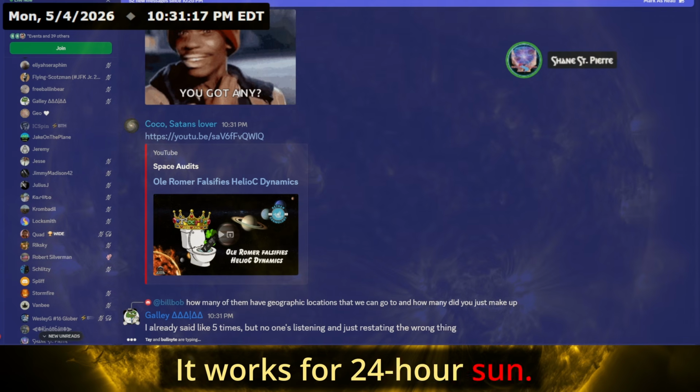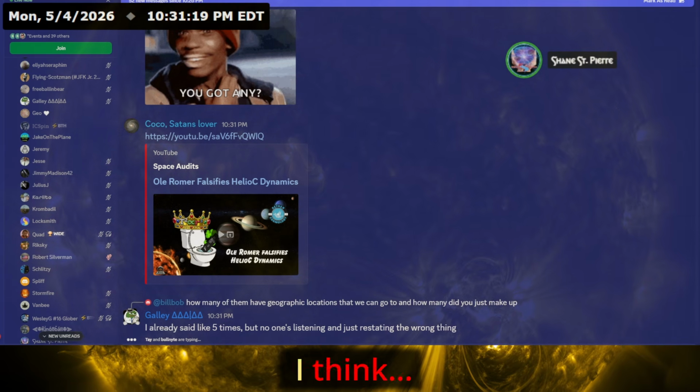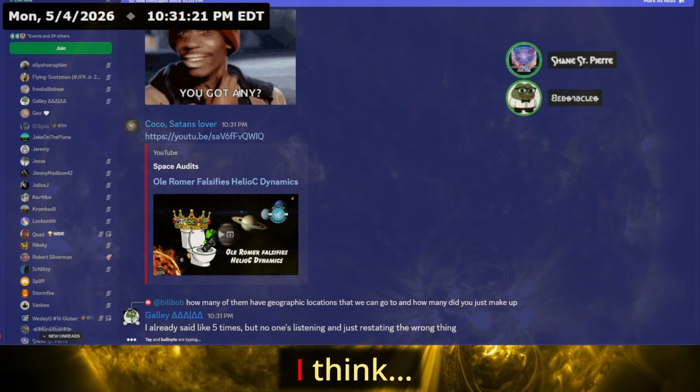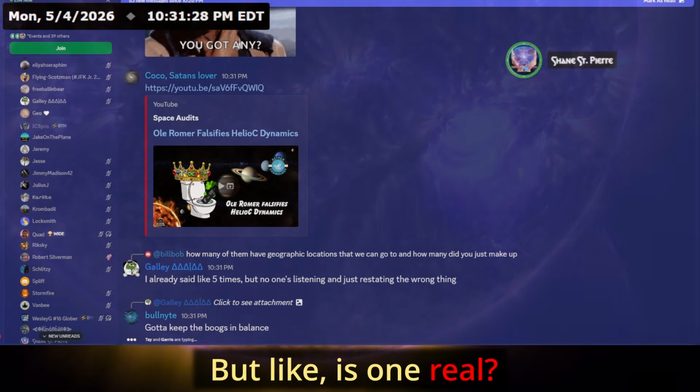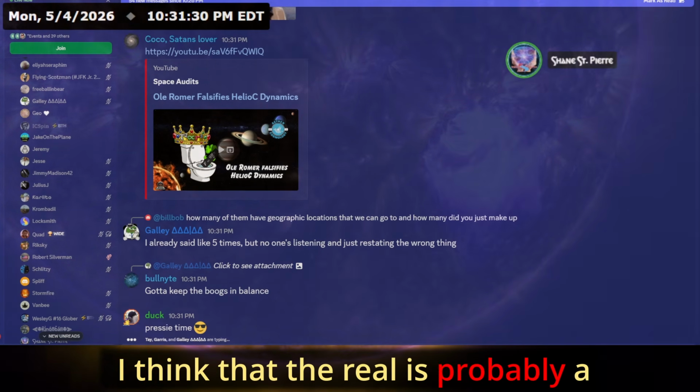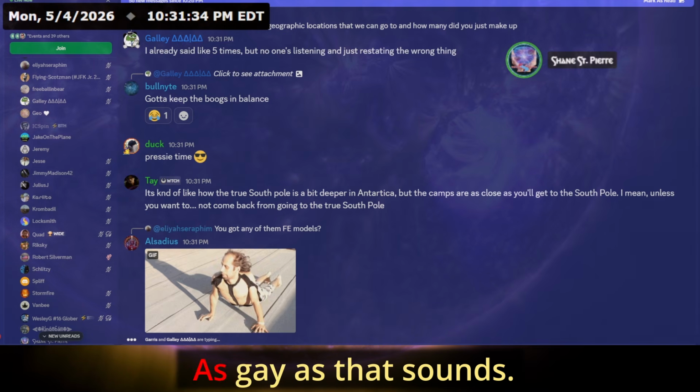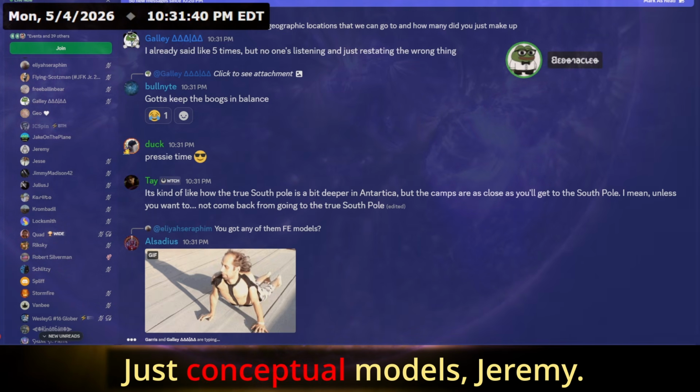It works for 24-hour sun. It has its own issues. I think I like both of those. I think I like certain aspects of the dual pole for sure. But is one real? I don't know, man. I think the real is probably a combination of all of them, as gay as that sounds. Yep, just conceptual models, Jeremy.